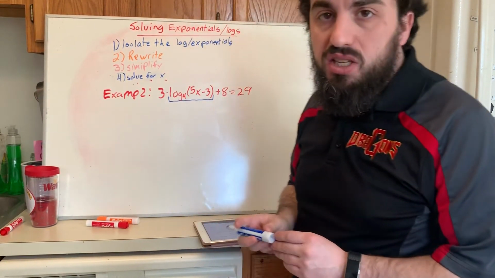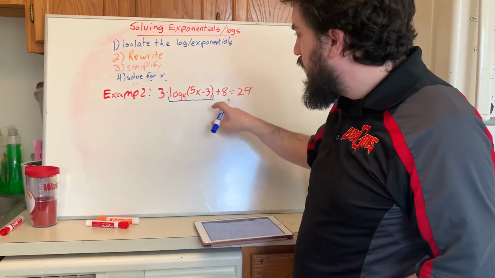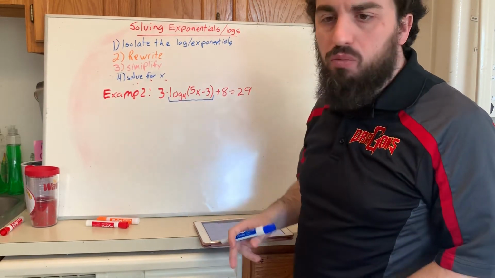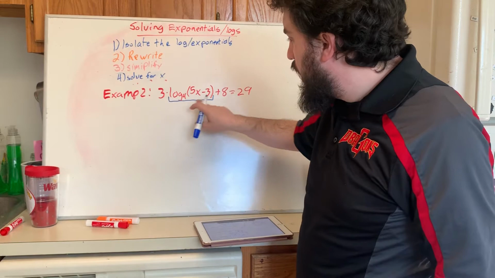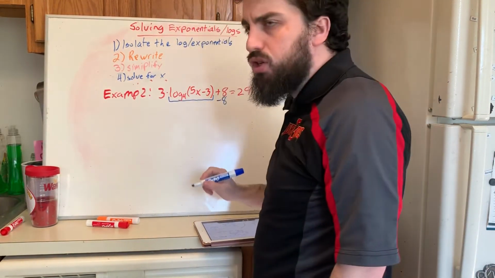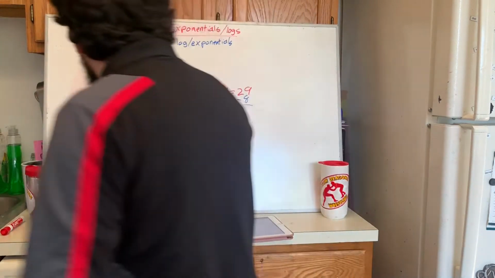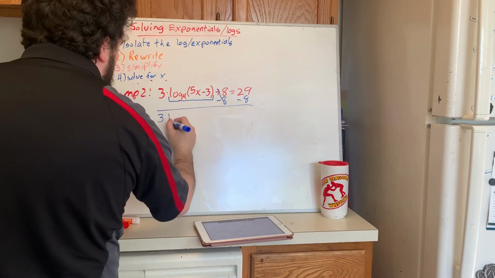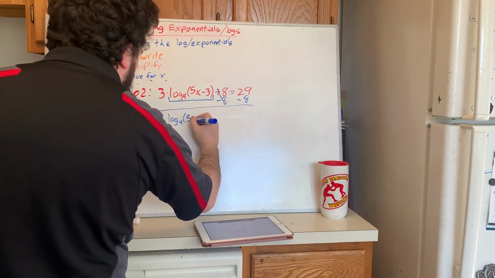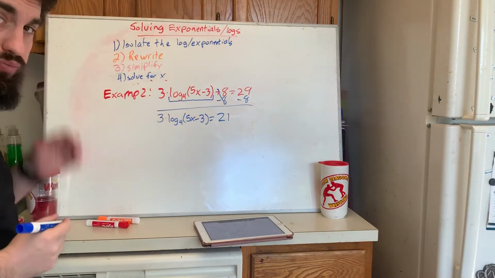log. What is inside the parentheses of the log, the 5x minus 3, we'll worry about later. We're just going to work on getting the plus 8 and the times 3 out of the way first. So if it was like 3x plus 8, we would go, oh, let's subtract 8 from both sides. And that would give me 3 times log base 4 of 5x minus 3 is equal to 21.